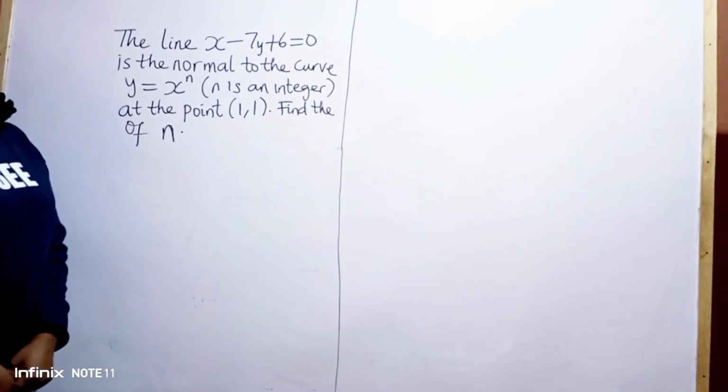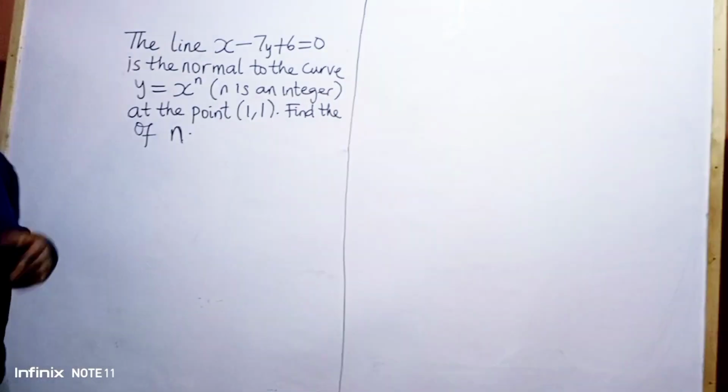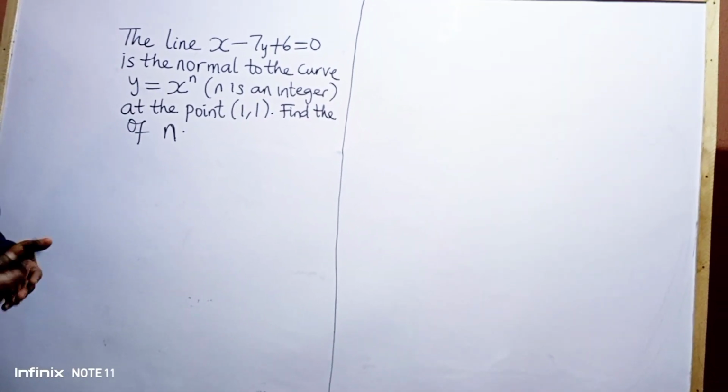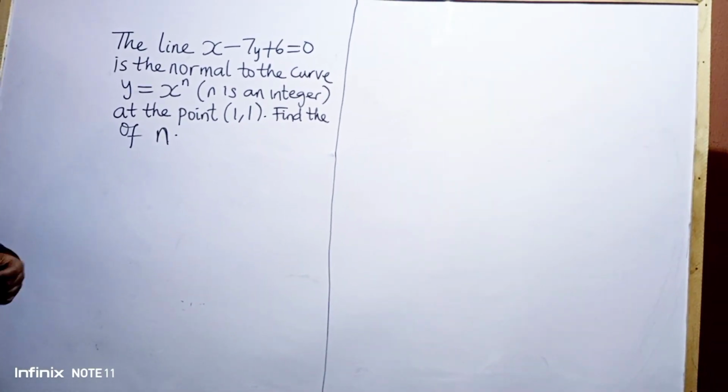The line x minus 7y plus 6 is equal to 0 is the normal to the curve y is equal to x raised to power n, where n is an integer at the points 1, 1. Find the value of n.